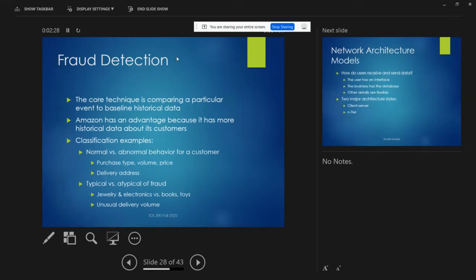So the core of fraud detection, the way that happens is doing some kind of baseline event, comparing each event to baseline historical data. So if you think about it, it's a lot like a spam folder for your email. So how do you think spam filters work? How do you think they recognize a particular email as spam? What do you think? Anybody ever thought about how spam works? How do email boxes decide, hey, this email is spam, this isn't?